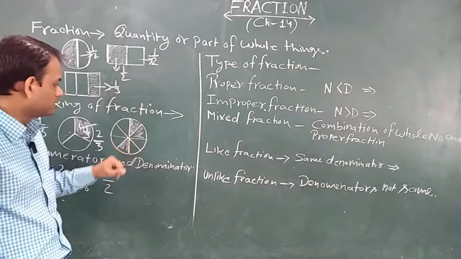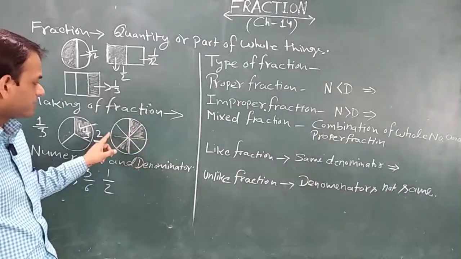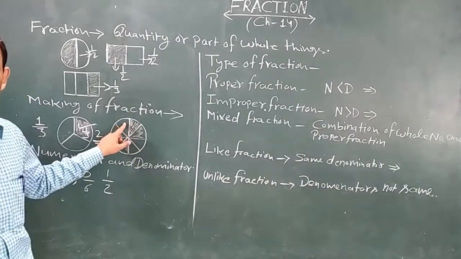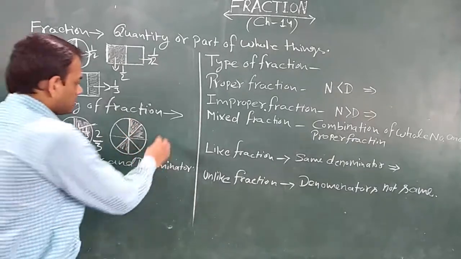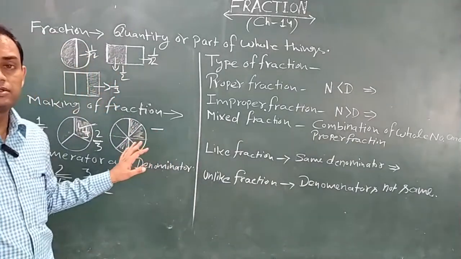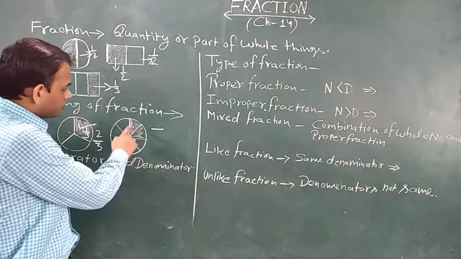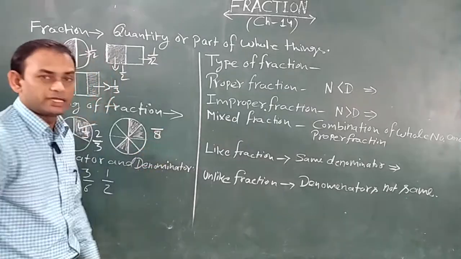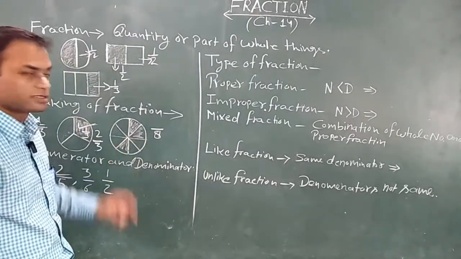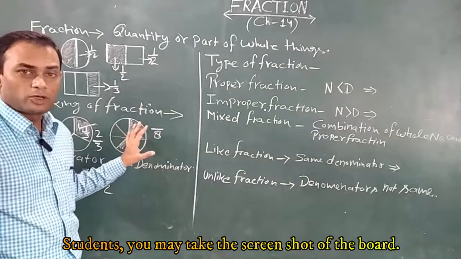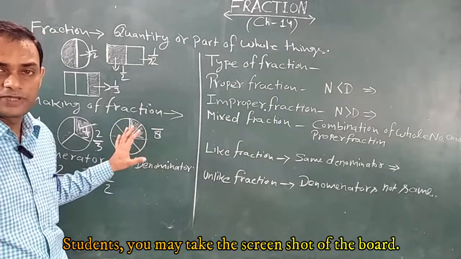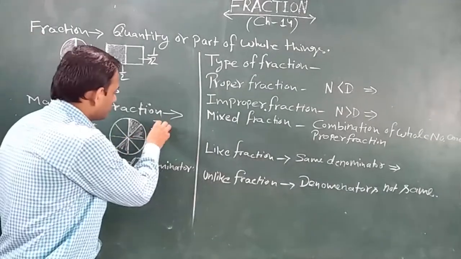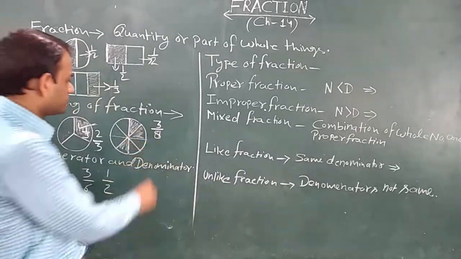Now see this example. This circle we have divided in how many parts? 1, 2, 3, 4, 5, 6, 7, 8. We have divided it in 8 equal parts. If the question is there, you have to write the fraction of the shaded part. So first of all, you will write the total number of parts, that is 8. Now we are talking about the shaded part, so we will count the shaded parts. 1, 2, 3. Only 3 are there. So the fraction of the shaded part is 3/8.